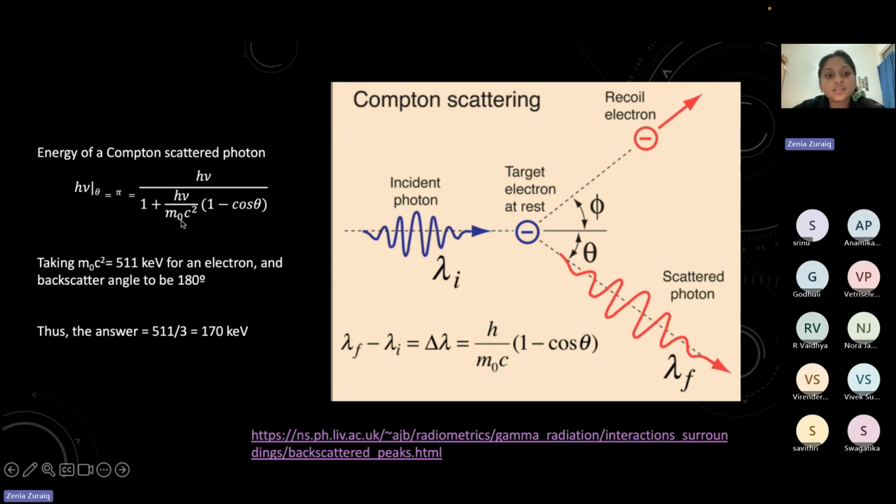So you can see that this becomes h nu by 1 plus 2 h nu by mc squared, and here h nu and mc squared seem to have the same value. It becomes h nu by 1 plus 2, so h nu by 3, and that's how we get 170 keV. So I hope those who said 180, maybe you made some small mistake. So please check your question, but I think this is how you do it. So yeah, please check your calculations.